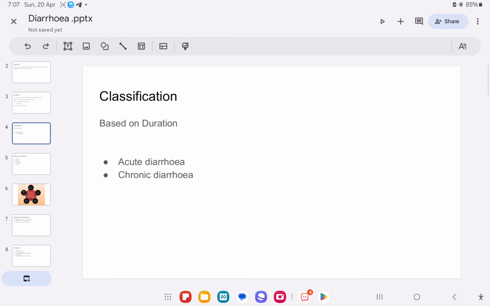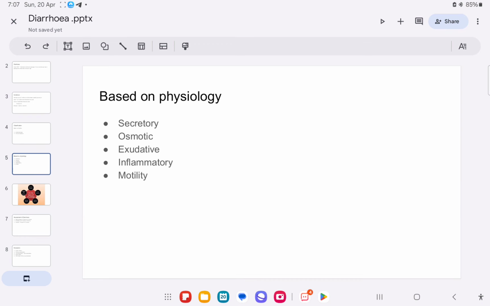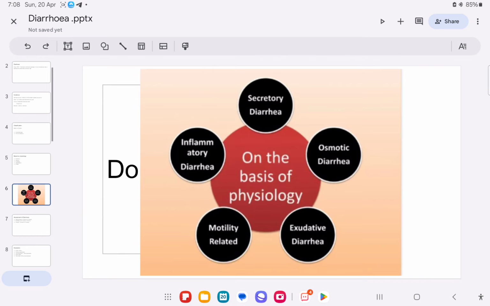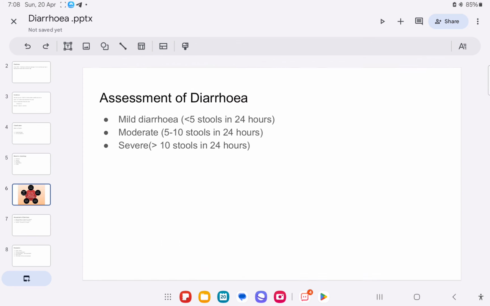Now, classification of diarrhea. Diarrhea is classified under various categories. The first one is based on duration. Based on duration, diarrhea is classified into acute diarrhea and chronic diarrhea. Then, based on physiology, diarrhea is classified into secretory diarrhea, osmotic diarrhea, exudative diarrhea, inflammatory diarrhea, motility diarrhea. But this classification is not as important as the first classification. So this is how it is classified based on physiology: inflammatory, secretory, osmotic. This is a flowchart. Do draw this in exam.